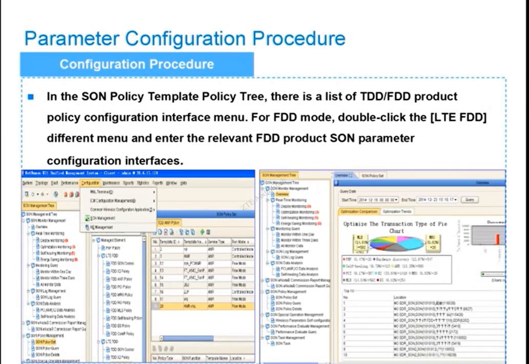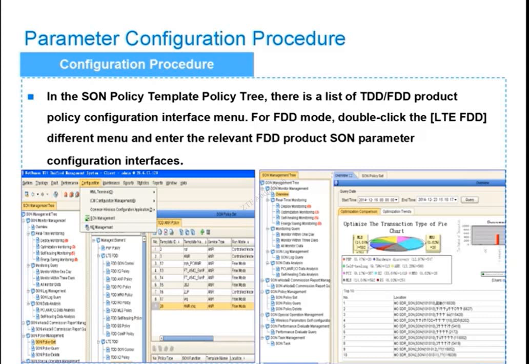During the SON procedure, we have the SON policy configuration. In the configuration, we have the SON measurement. When we click the SON measurement, it will show the SON measurement information like this page. When we set the SON policy, we will find the SON policy measurement and set the SON policy. When we click it, it will show the FDD and TDD product policy configuration list.